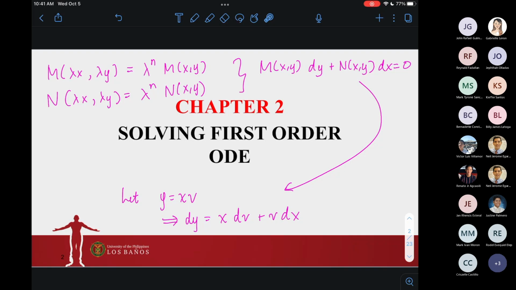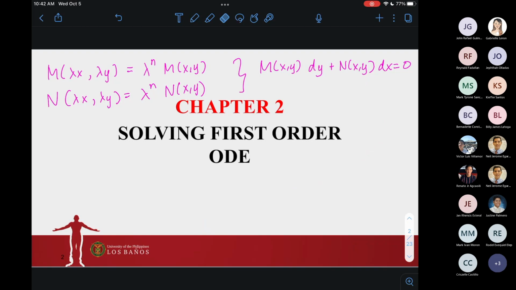Now, merong mga differential equations na hindi sila homogeneous or yung components niya ay hindi homogeneous of the same order, pero kaya ko siyang isulat in such a way after some substitution na maging homogeneous na siya of order 0. Okay? So yun yung titingnan natin ngayon. Paano ko or aling mga equations yung kaya nating i-reduce into an ODE whose components are all homogeneous of degree 0. Okay?